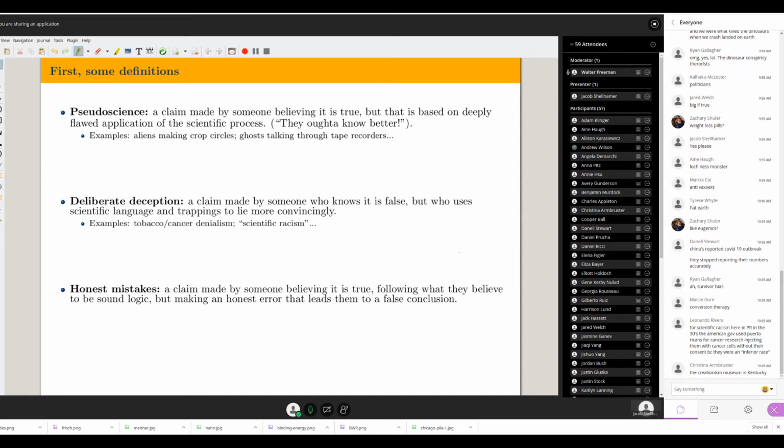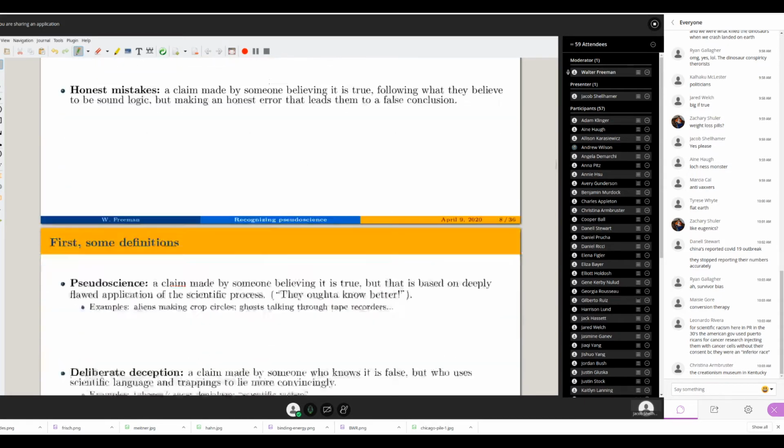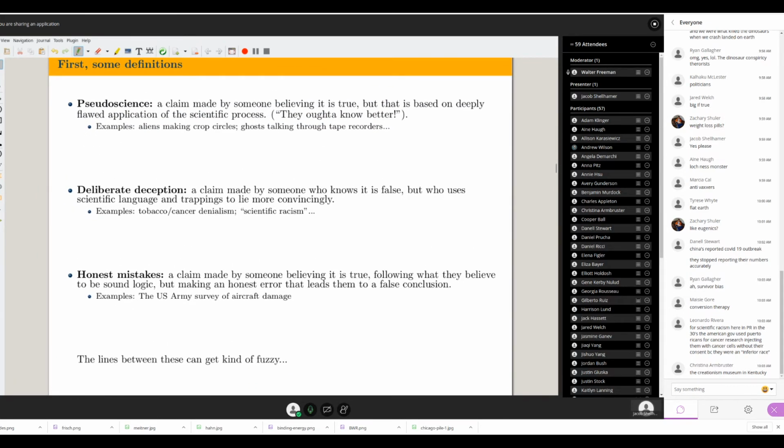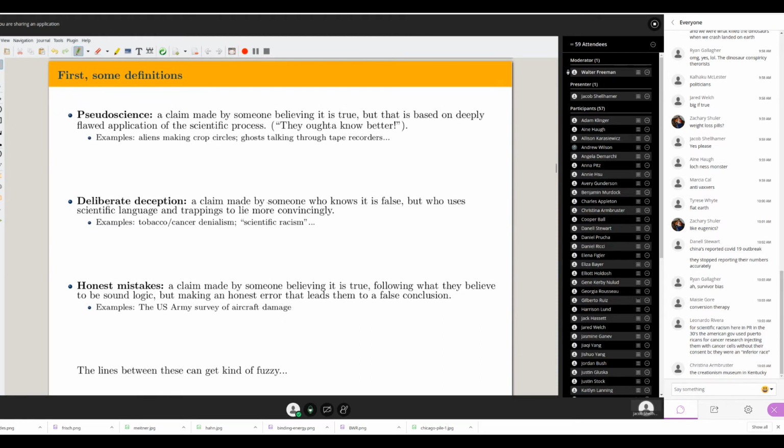So Ryan mentioned that the airplane thing is an example of survivor bias, where you have a biased sample because it's only groups or members of a population that survived. We'll see another example of that later in this class. The Army Air Corps, of course, wasn't trying to deceive anyone. They were honestly trying to make their airplanes not get shot down, but they made a mistake. So there are different sorts of categories of culpability here.